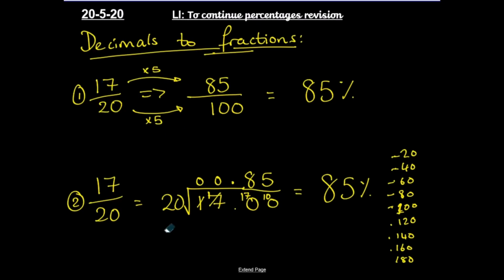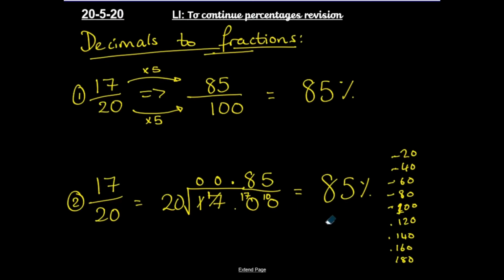Okay, so you can see the two methods here. First one, make the equivalent fraction, so the denominator is 100, or I could divide my numerator by my denominator like this. Use a bus stop method to help you, or any other division strategy to help you get your decimal number, and then change that into a percentage.